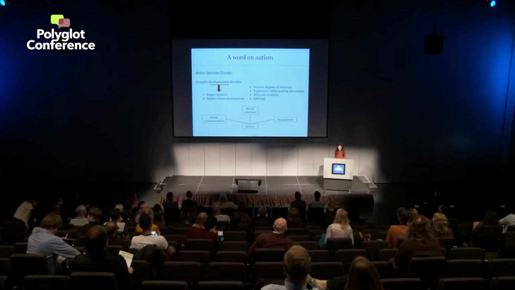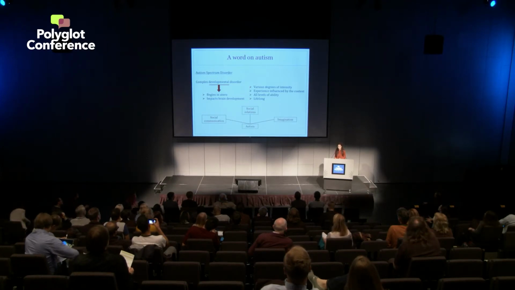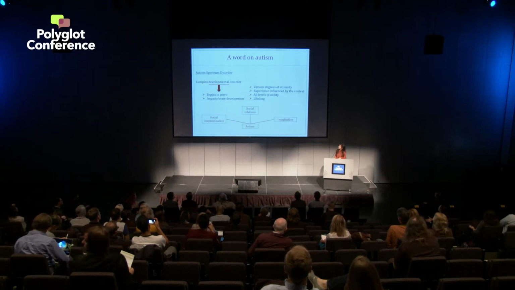So, first, let's try and just explain simply what is autism. It is a complex developmental condition. It is developmental, so it means that it begins in utero and it impacts the development of the brain. It is diagnosed usually during childhood, but it can also be diagnosed much later on in life, in adolescence or adulthood. So, it impacts the way the brain develops and works, and especially in 3 domains that are social communication, social relations, and imagination.